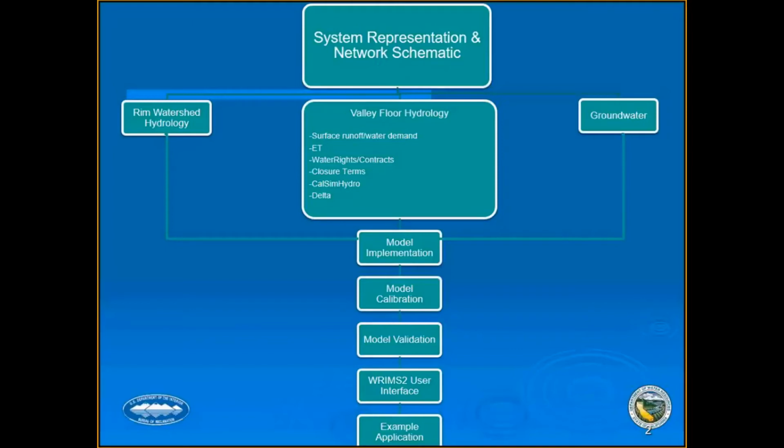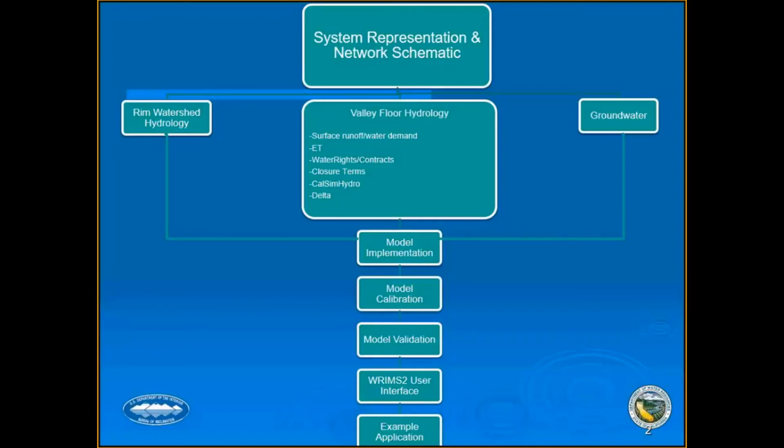CalSim Hydro, which is our tool for automatically generating our concept of use demands, and then also the delta. So we have rim watershed, which is the upper basin, upper portion of the basins, the valley hydrology, and then subsurface flows, which are represented with the groundwater. And those three pieces then feed into our model implementation.